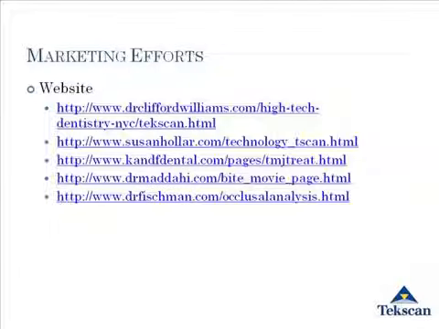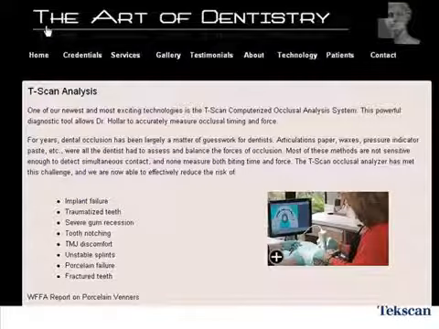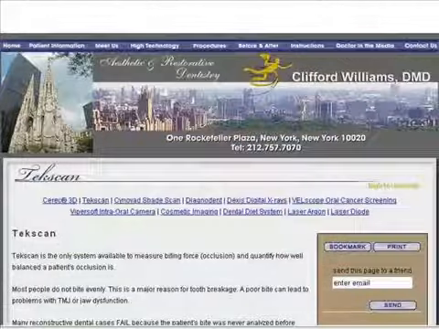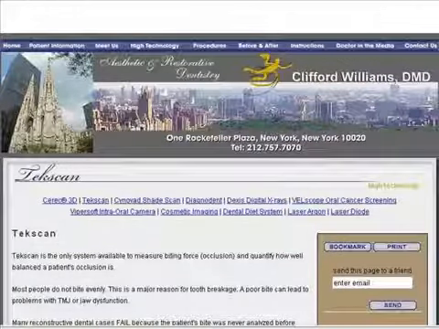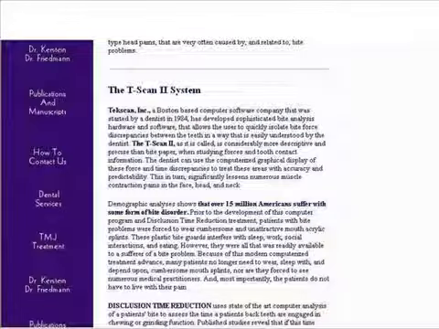Here are a few examples of some of our customers that have included the T-Scan system as part of their website and marketing efforts. Display prominently on your website that you have this unique technology available, along with the expertise to properly diagnose and treat. Explain how the system works and how it will help their bite. Tell them how easy it is to determine and restore the balance of their bite.